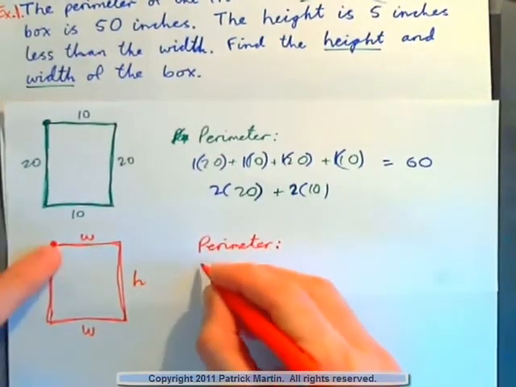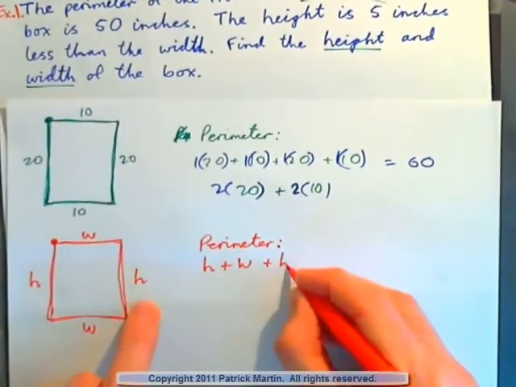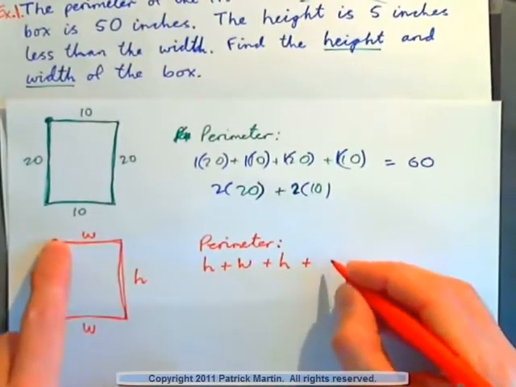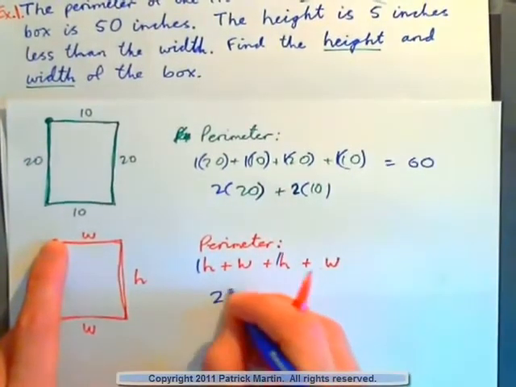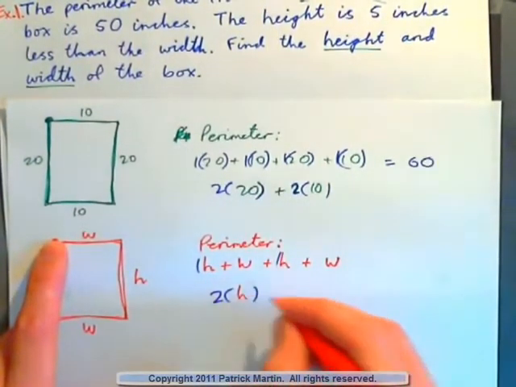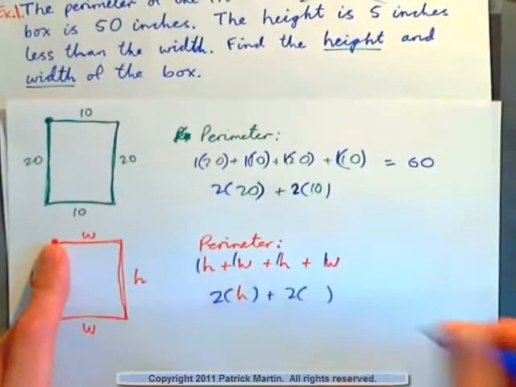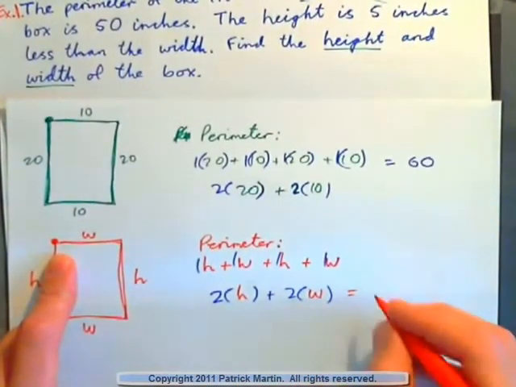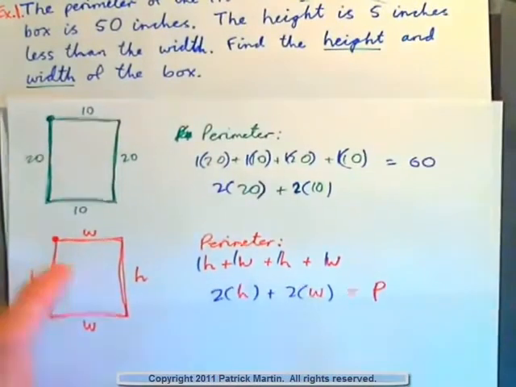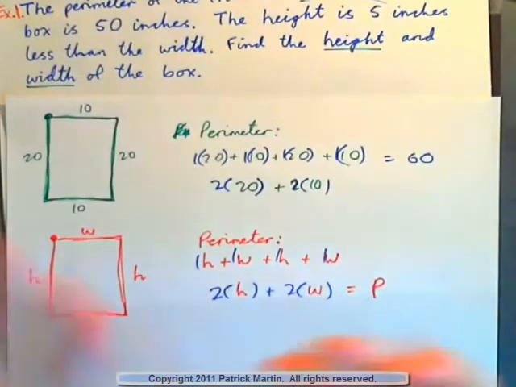Now I'll do it. Isn't it H plus W plus H plus W again, right? And if I add like terms, that's 1H and 1H, 2H's, 2H, right? And then we have 1W and 1W, that's 2W's, and that's the perimeter, right? Equals P, P for perimeter. Okay, so 2H plus 2W, or 2L plus 2W, whichever, that is the formula for perimeter, right?